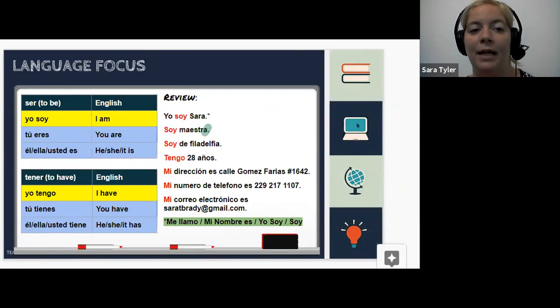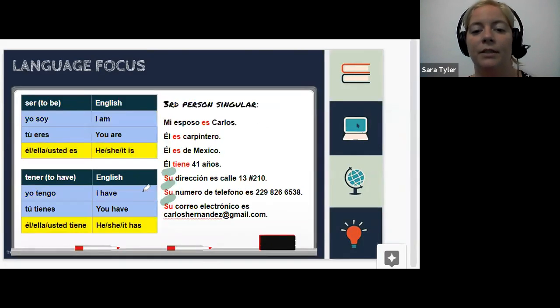That being said, another thing I want to point out is the difference between mi, which is a possessive adjective meaning my, and when I talked about Carlos, I used su, which is also a possessive adjective meaning his or her. A lot of people get a little worried about how am I going to know if they're talking about he or she? Well, I've already introduced Carlos and I said a few things about him. So in the context of this introduction, this would be interpreted as his address.